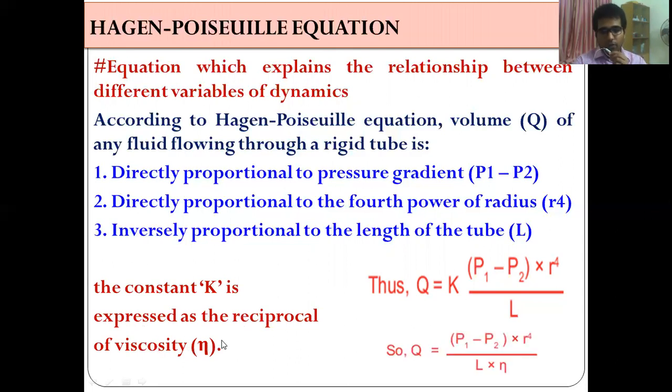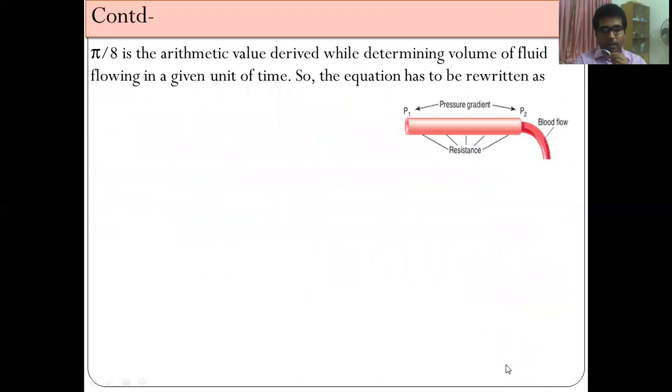So that means if you put this value in this equation, this K is expressed as reciprocal of viscosity. That means it is inversely related to the viscosity. So you will get these equations. Now this Q is equal to del P, pressure difference, into fourth power of radius and divided by length and the viscosity.